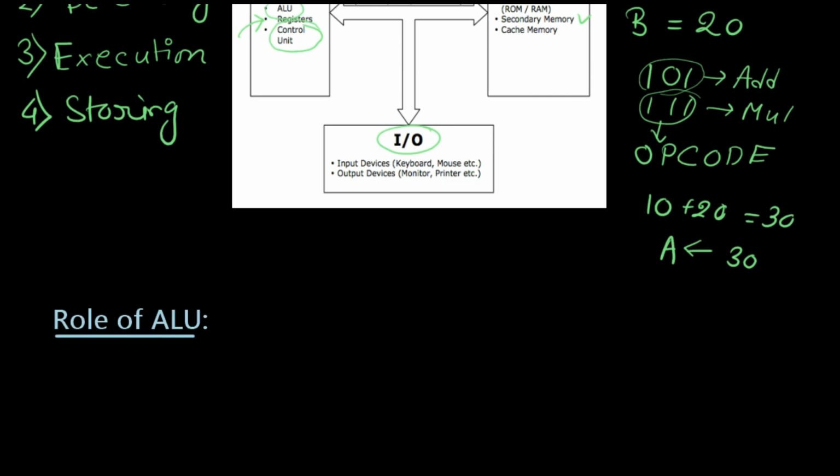Suppose you are typing add a comma b. So this is an instruction, right? This instruction you are feeding into the computer through the keyboard, so this is an input device. You are getting a display that 10 plus 20 is equal to 30 through an output device. This is a monitor, suppose, or you are printing, this is also an output device. So I/O basically consists of these things, and later through the codes we will see that there are many I/O interfaces. What are those functionalities?